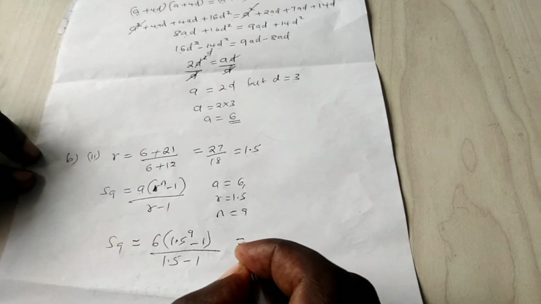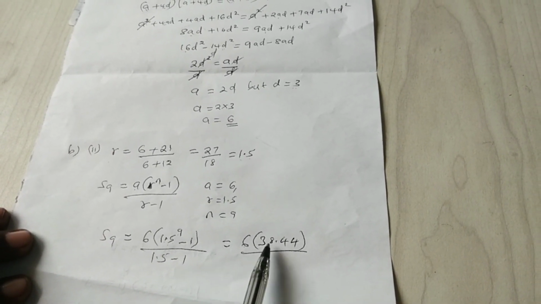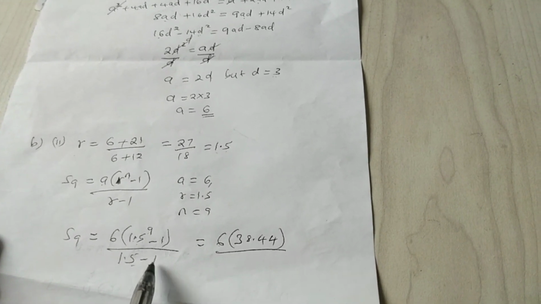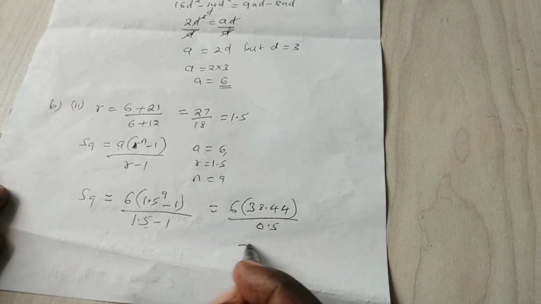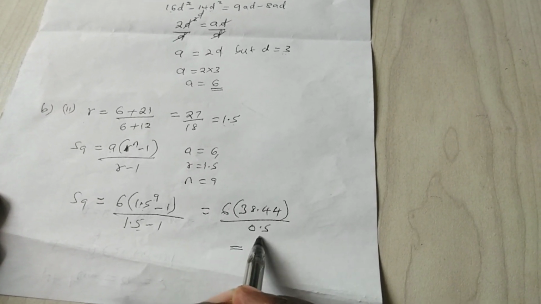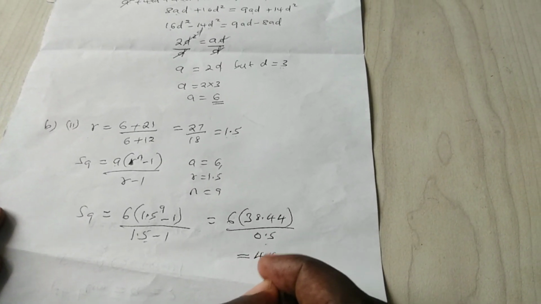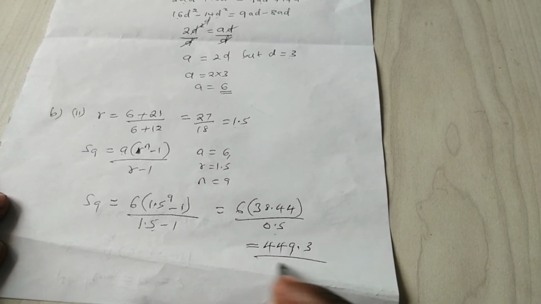From here, 1.5 to the power 9 is 39.44, then we minus 1, it's going to give us 6 into 38.44, then 1.5 minus 1 will give us 0.5, and when you multiply this by 6 and divide by 0.5, it is going to give us a sum equal to 449.3, and that is the answer.